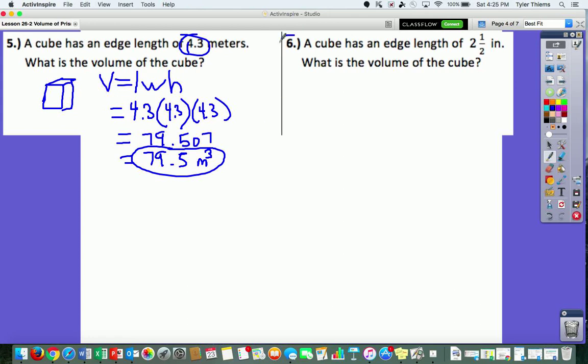Press pause and do number 2 now on your own. For number 2, you're going to need to convert this to a decimal, so convert 2.5 to a decimal. Press pause and do number 6.